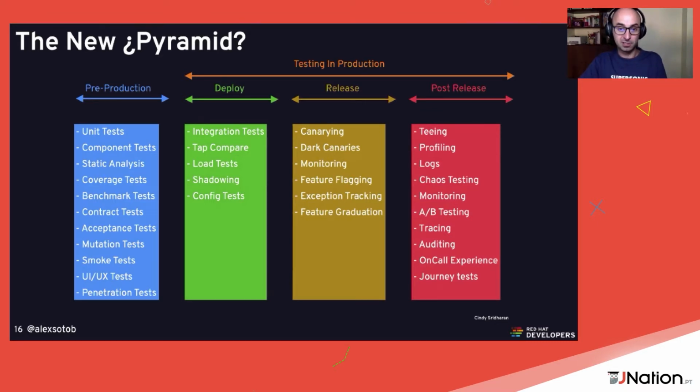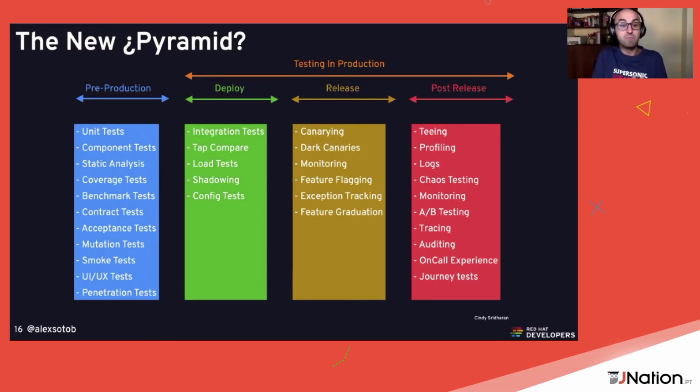And in testing in production, I split it into three columns. One is green, and the green part is those tests that you run when you deploy something in your production cluster, but you are not sending public traffic, right? In this category, we can say that there are integration tests, top compare, load tests, shadowing, or config tests, right? Some people ask me, why are you putting integration tests in the deploy phase? And the reason is that integration tests, and we can think of integration tests like service to database communication, are done in pre-production with an empty database, with an in-memory database. So it does not make much sense, right?